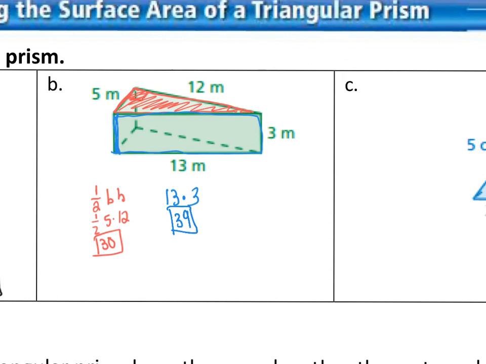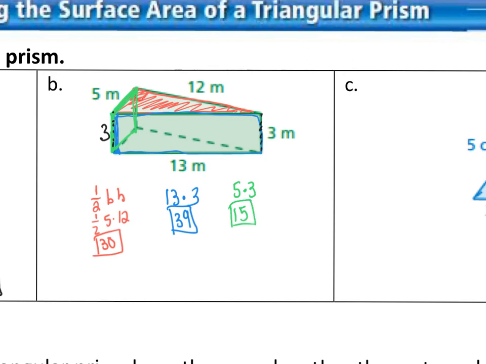Next, let's look at this back base over here. Okay, so this is 5. The height right here, you can tell, is actually going to be 3. Okay, so we have 5 times 3, which is 15.